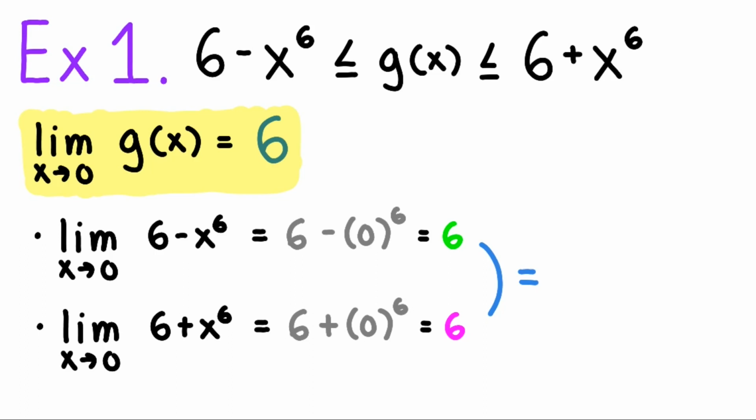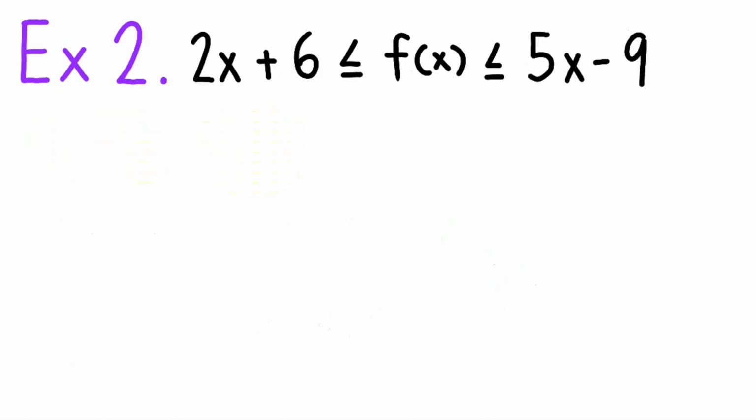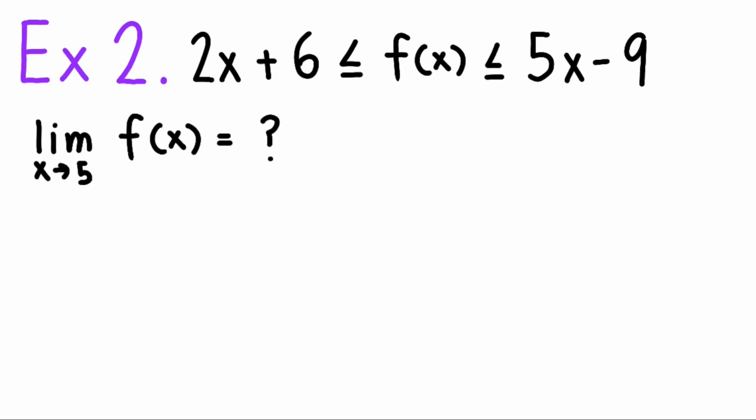Let's now move on to our second example. So we'll have this one. We have here f of x to be between 2x plus 6 and 5x minus 9. Our goal is to find the limit of f of x as x approaches 5. So you may pause the video again to try this one first on your own. To solve this, again, observe that if we focus on f of x, we can't really do anything. So we instead focus first on the limit on the left and on the right.